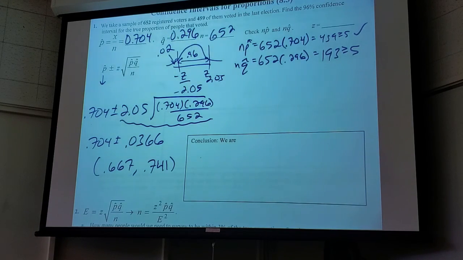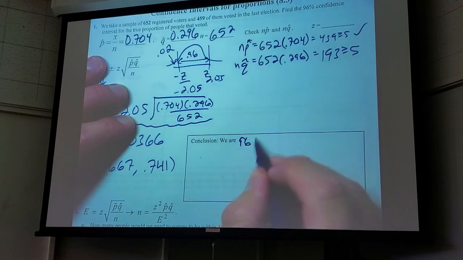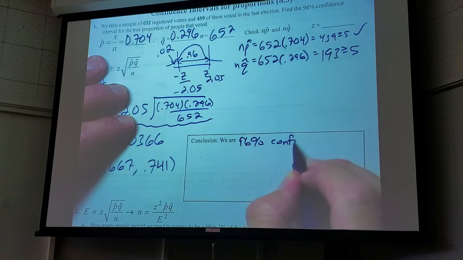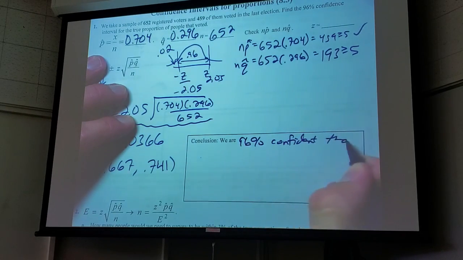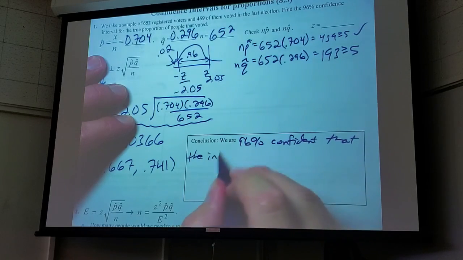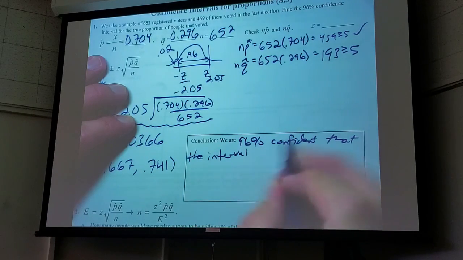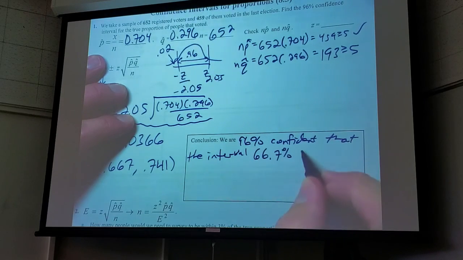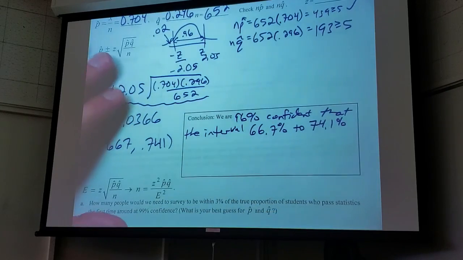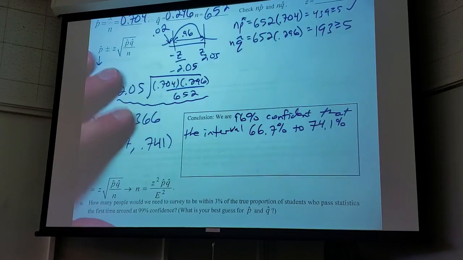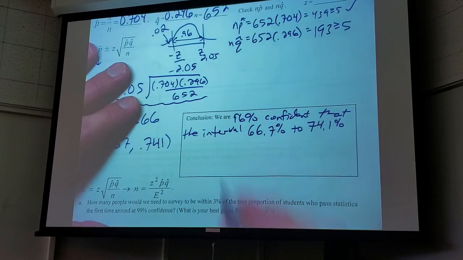So how do I word this conclusion? We are 96% confident that the interval, I like it. And now just make percentages. The interval 66.7 to 74.1% does what?